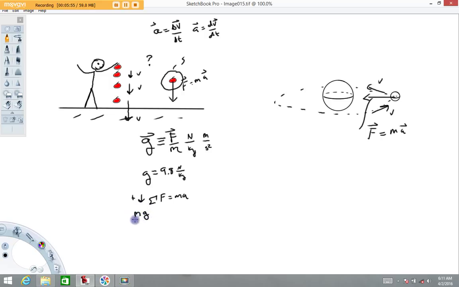So we've got mg, this would come from Newton's theory of gravity, equals ma. The equals ma is coming from Newton's second law. And in this case, the masses divide out, and you notice that g, the gravitational field strength, 9.8 Newton per kilogram, is equal to the acceleration of this object, 9.8 meters per second squared.